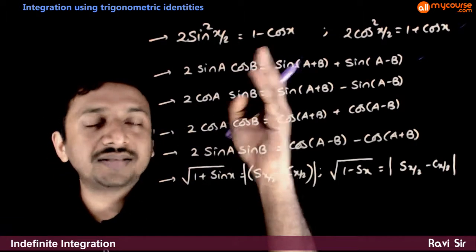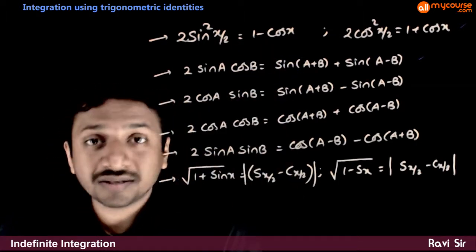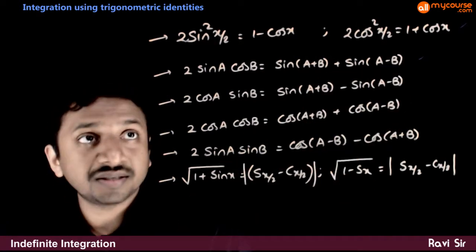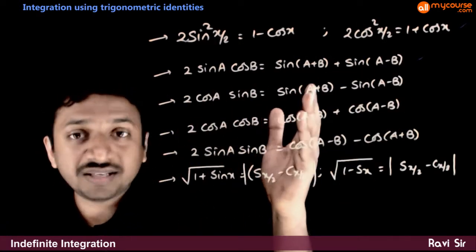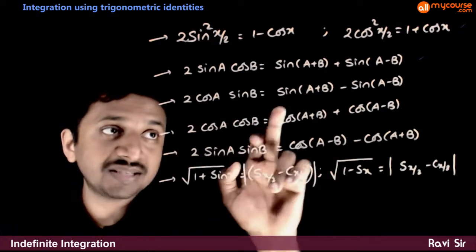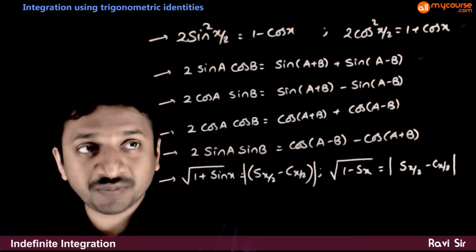So 2 sin square x by 2 is equal to 1 minus cos x. 2 cos square x by 2 is 1 plus cos x. 2 sin a cos b is sin(a plus b) plus sin(a minus b). 2 cos a sin b is sin(a plus b) minus sin(a minus b).